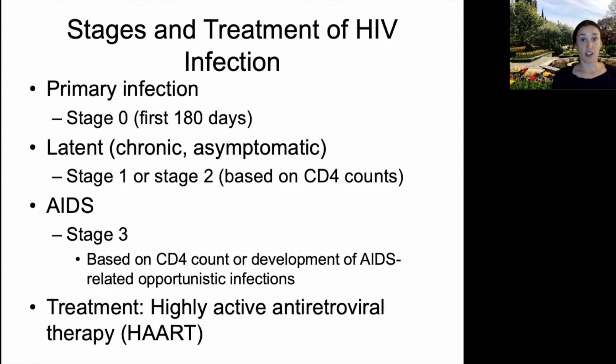We're going to go over the stages and then treatment of an HIV infection. So the primary infection is stage 0. This is in the first 180 days. Then you're going to have the latent or stage 1 or stage 2 based on the patient's CD4 counts. This is when a patient has a chronic and often asymptomatic response. AIDS will eventually develop at stage 3. This is when it's acquired immunodeficiency that came from that HIV virus. Stage 3 is based on those CD4 counts or development of AIDS-related opportunistic infections. Treatment is through highly active antiretroviral therapy, or HAART.